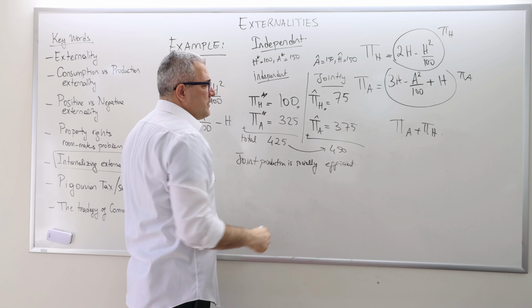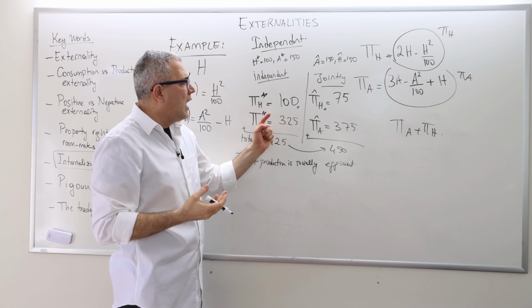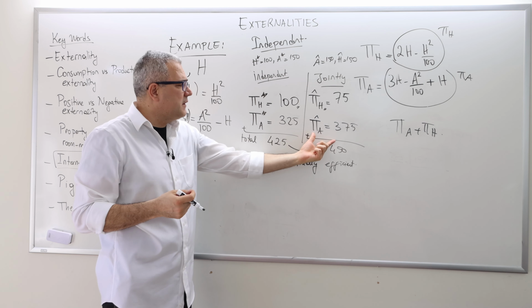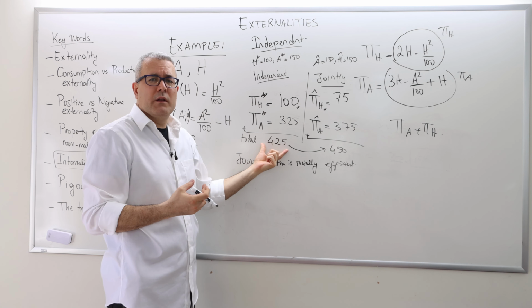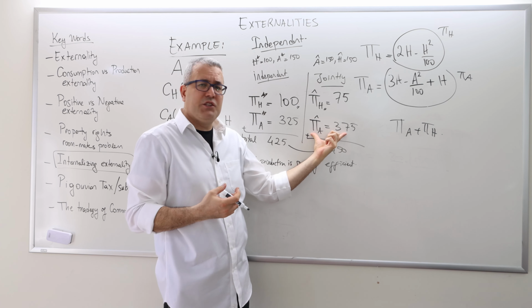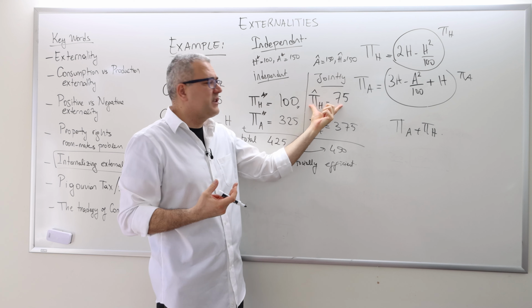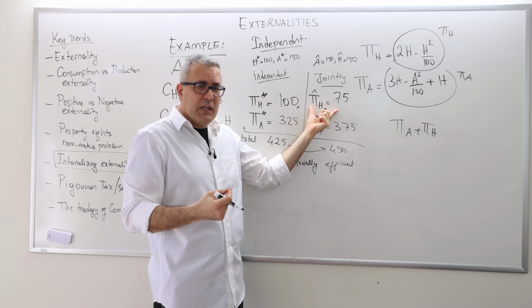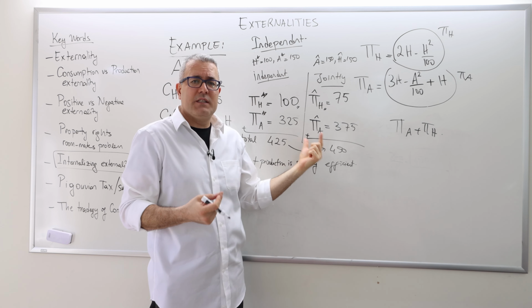Yes, the apple producer is making more profit. However, the honey producer is making less profit. So how come this is a Pareto improvement over this one? Because we are making one agent better off, but the other agent is getting worse off. Here, the worse off agent is the honey producer, the better off agent is the apple producer.